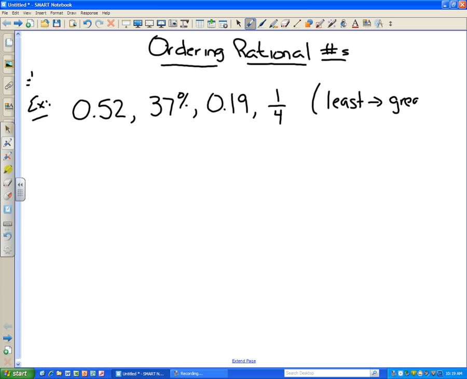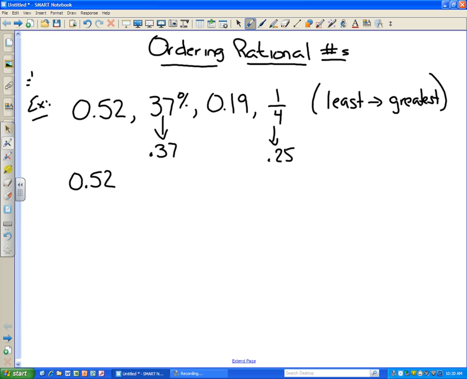So the first thing I want to do is put all of these numbers in the same format. I want them all to be decimals, or all percents, whatever is easiest. So I notice that I can turn 37% into a decimal. Move the decimal 2 spots to the left, which then becomes 0.37. I also know that 1/4 is 0.25 off the top of my head. So now I have all of my numbers as decimals.